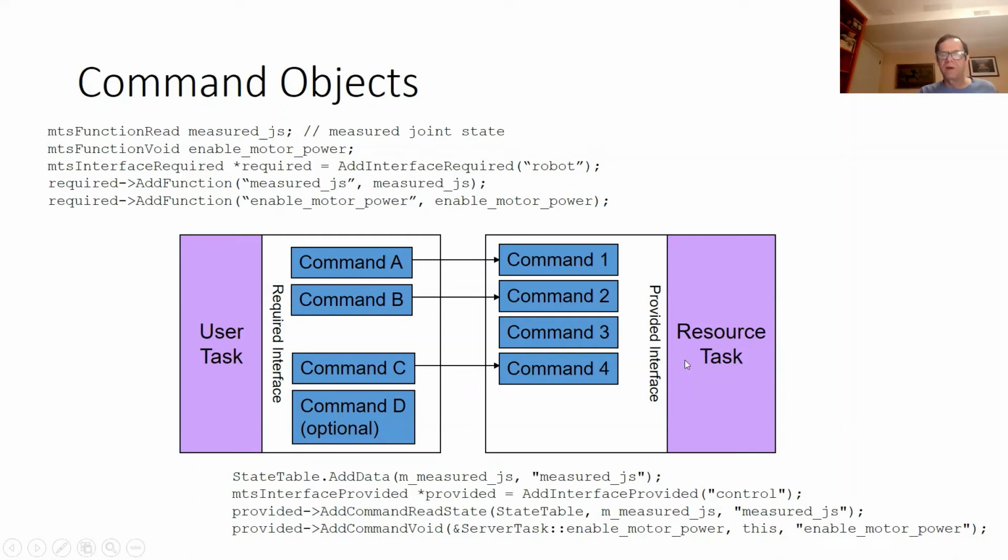And then on the other side, on the server side, I add my measured joint state to the state table, and then I define my provided interface, and I add these commands that give you very efficient encapsulated access to the state table in the case of reading the measured joint state. And in the case of enabling motor power, behind the scenes it has this queue and basically reads from that queue and calls the appropriate method. In this case, a method of the server task called enable motor power.